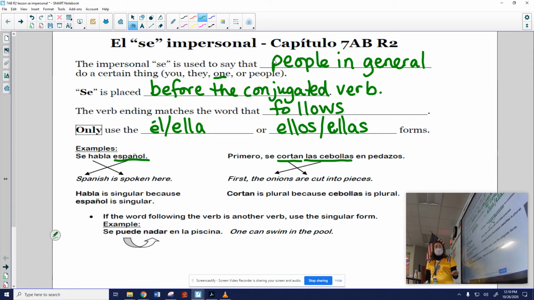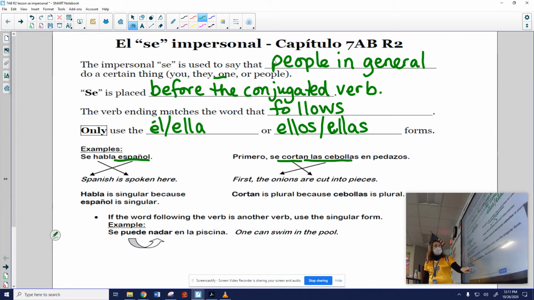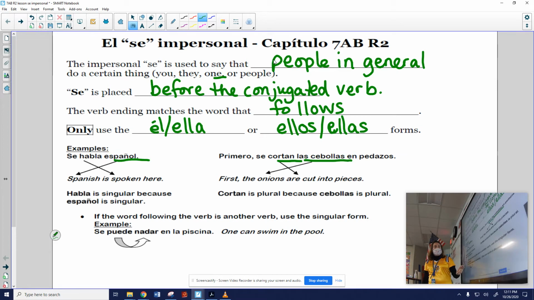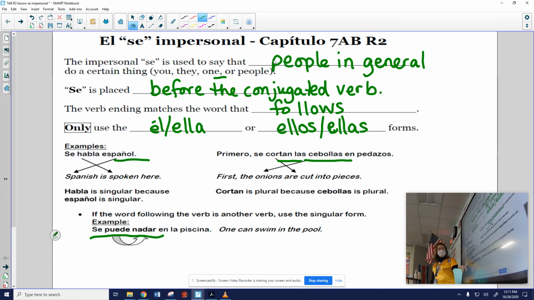If the word following the verb is another verb, use the singular form. For example, se puede nadar en la piscina. One can swim in the pool. In English, I might also say, you can swim in the pool. People can swim in the pool. Nadar is a verb, so we'll use the singular, the third person form of poder, se puede.